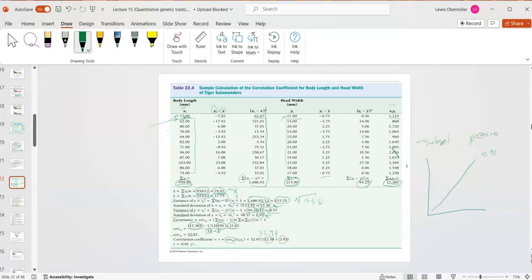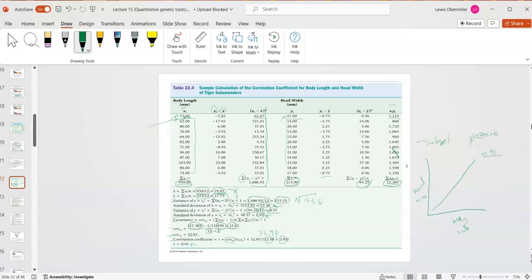So as the cell, this is like head size, this is body size. And so there's a very strong correlation. As head size increases, so does body size, right? And that's the slope of our line. That's what correlation coefficients are.